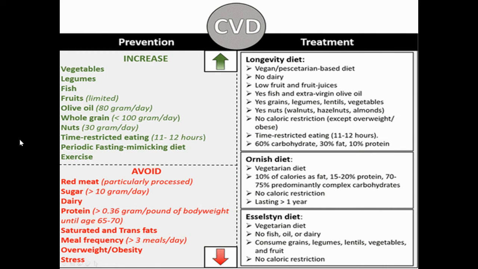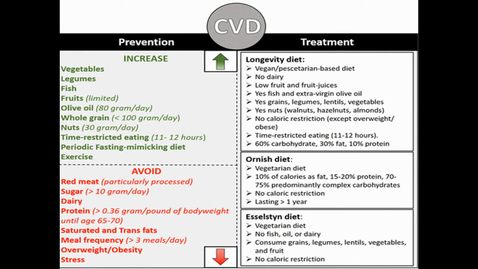So you should avoid red meat, okay, beef, pork, like that. And then you should avoid sugar. You should not take sugar more than 10 grams per day. And then dairy.